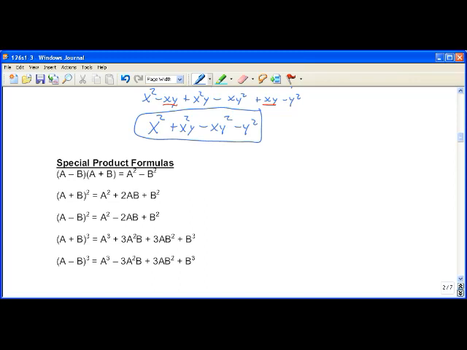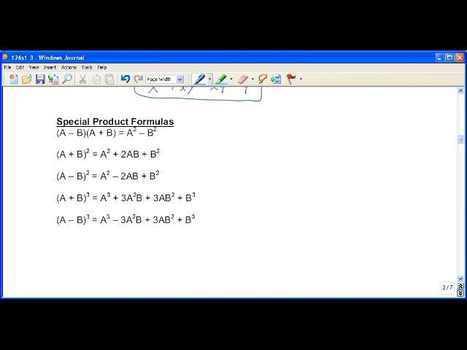Okay, special products formulas. This is the sum and difference one. A minus b times a plus b is a squared minus b squared. A plus b quantity squared is a squared plus 2ab plus b squared. A minus b quantity squared is a squared minus 2ab plus b squared. A plus b, the quantity cubed, is a cubed plus 3a squared b plus 3ab squared plus b cubed. And a minus b quantity cubed is a cubed minus 3a squared b plus 3ab squared minus b cubed.